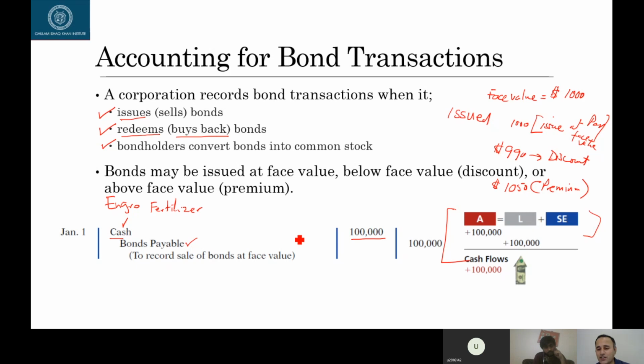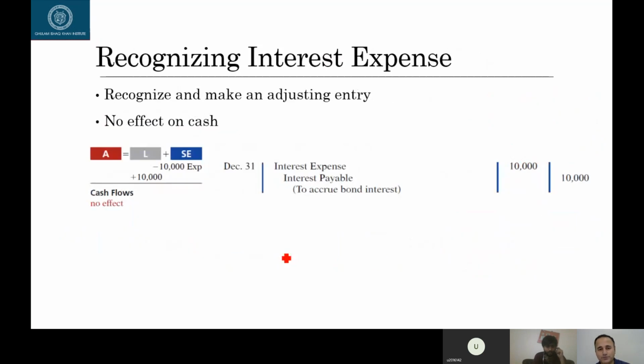So they get cash, so 100,000 debit, and then of course it's a liability. This is not free money for them. They have to pay it back to you. So bonds payable is 100,000. Is it clear now? Yes, sir. Clear.